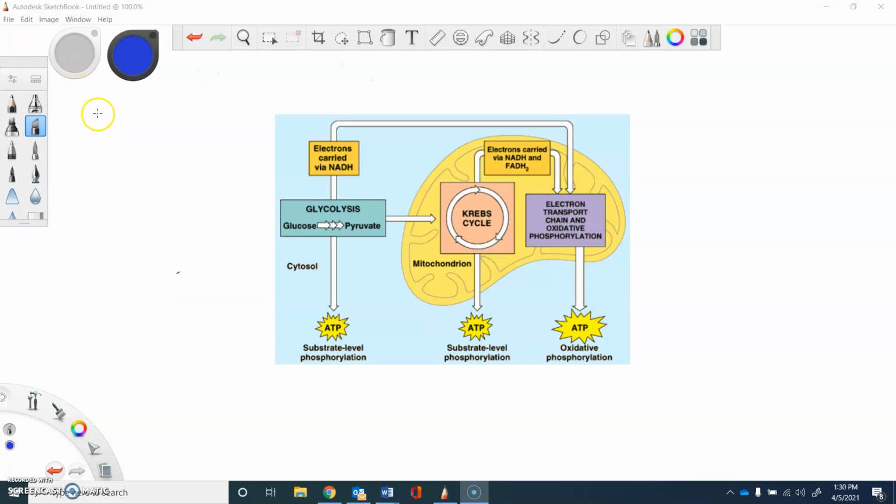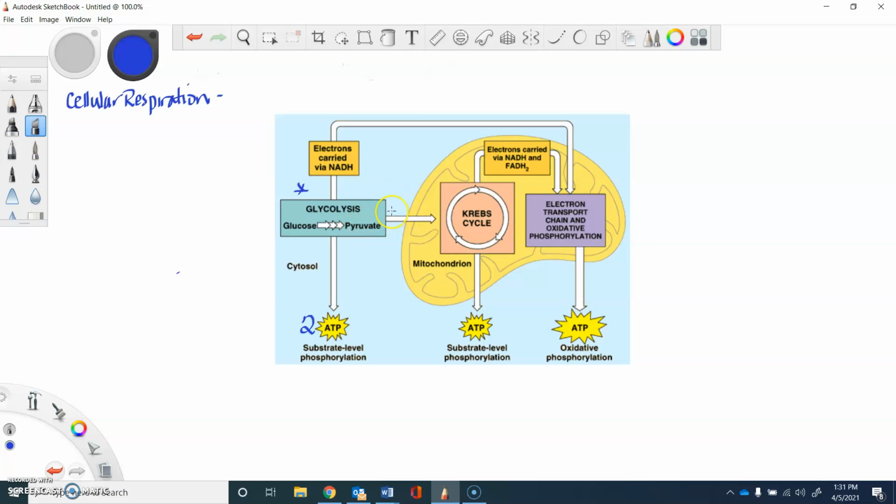All right, so let's look at the pathways all together for cellular respiration. We start with a molecule of glucose, and that will enter glycolysis. In glycolysis, of course, we're going to end up with two electron carriers, but we also net 2 ATP.